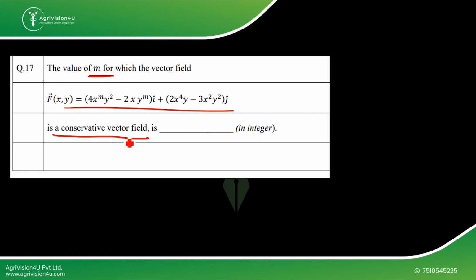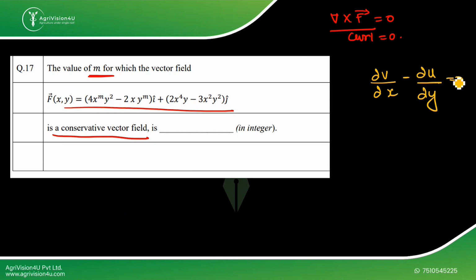So what does this conservative field mean? The conservative field means the curl of the vector is equal to 0. So how to write the curl? This you should know. If you know this, you can easily calculate the value of M. So the curl of the vector means the partial differentiation of V with respect to X minus dou U by dou Y is equal to 0. Okay, this is how you have to calculate.